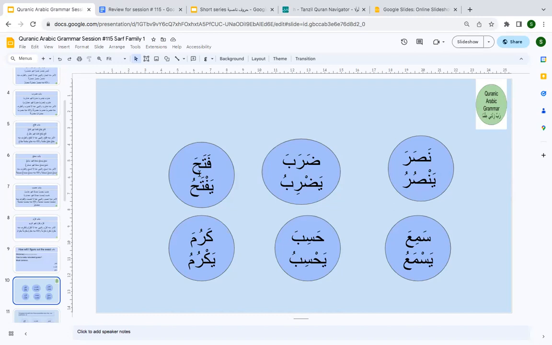Is this clear so far? What are the two babs with the kasra on the ainul kalima that you are seeing in the case of fel madin? The madi, or the past tense, with the kasra is sami'a and hasiba. Sami'a, hasiba, with the kasra on ainul kalima.